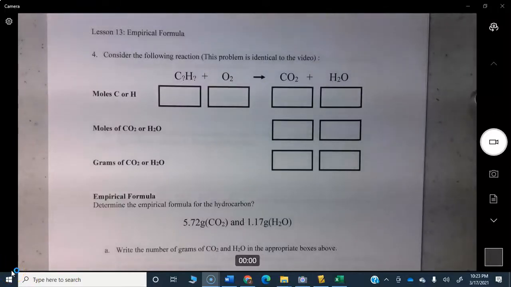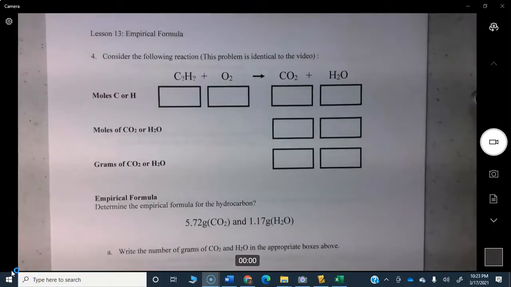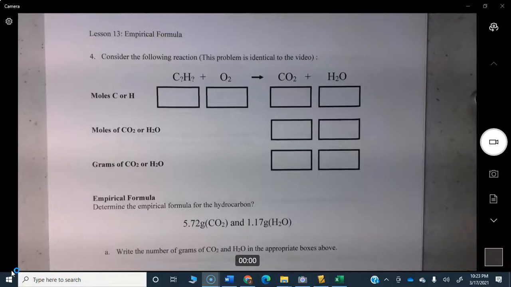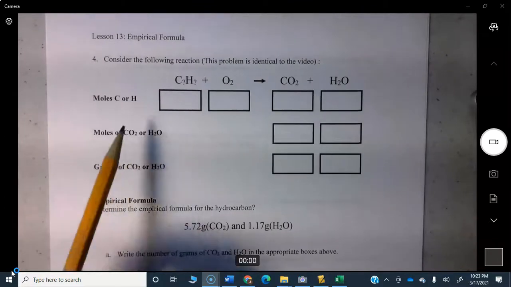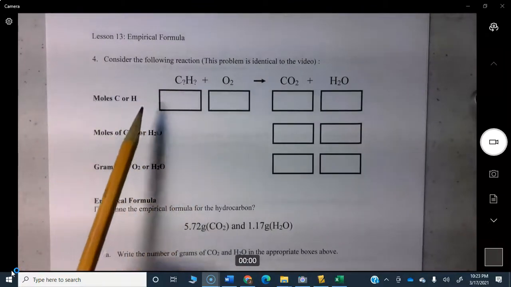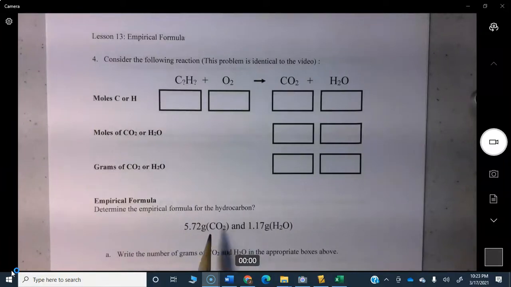Honors Chemistry. So this is part 2 of the answers video for lesson 13 on empirical formula. At the end of part 1, I did this problem, number 4, and you can recognize it by the number of grams of each of these substances.